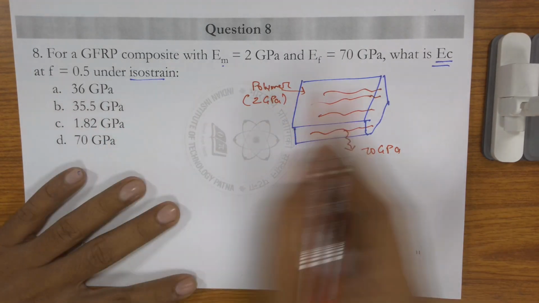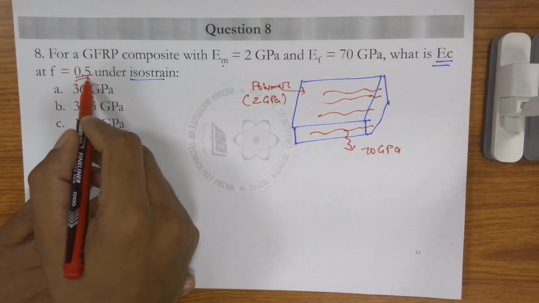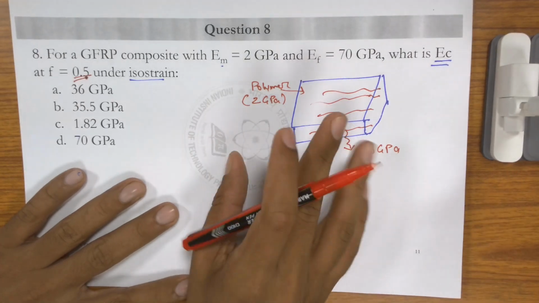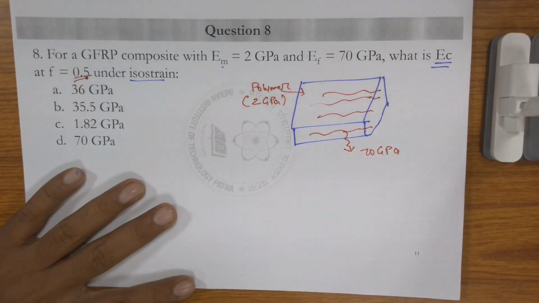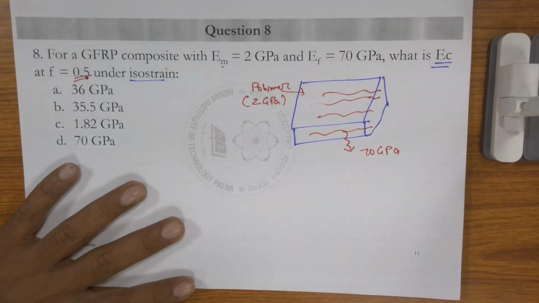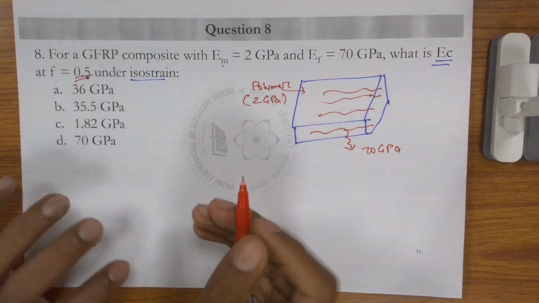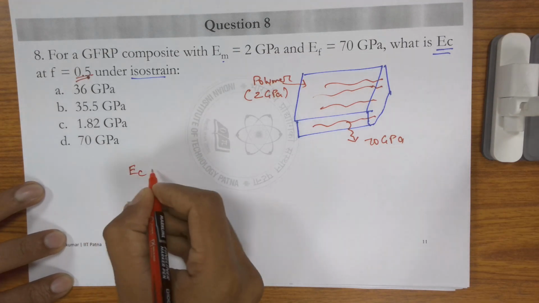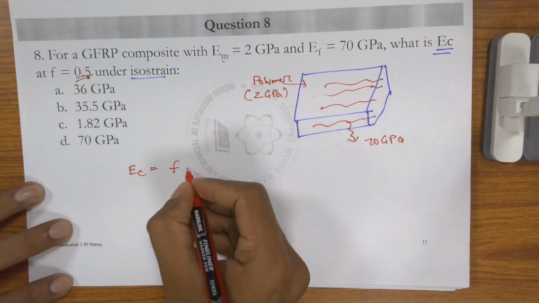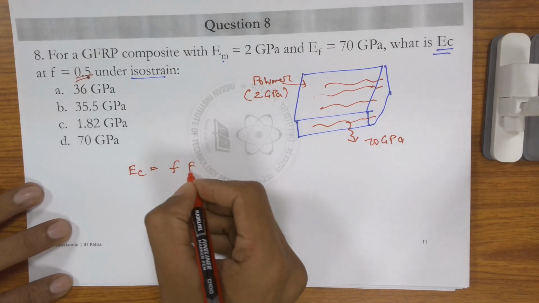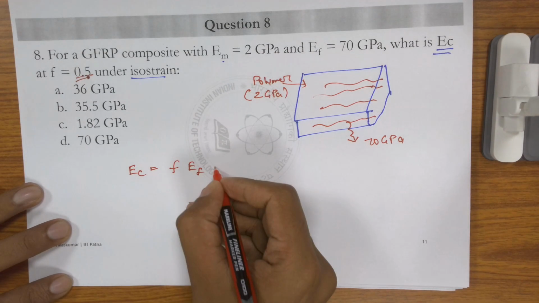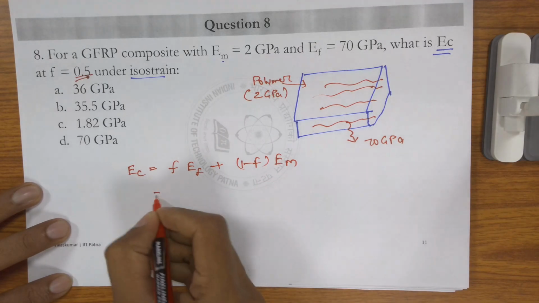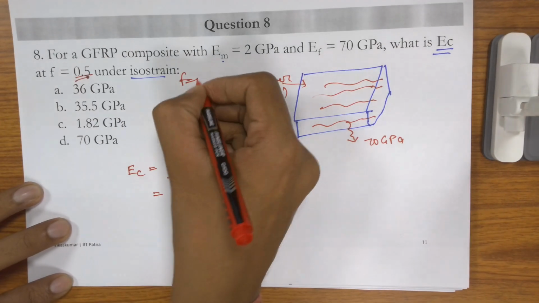Now they are telling that by volume, the fraction of the fiber is 0.5, like 50% fiber is there, 50% matrix, polymer is there. What is the modulus of the composite under the isostrain? We know that in the case of isostrain, the modulus of the composite is given by F times the modulus of the fiber plus 1 minus F times the modulus of the matrix. So we can substitute these values. F is given to us as 0.5.